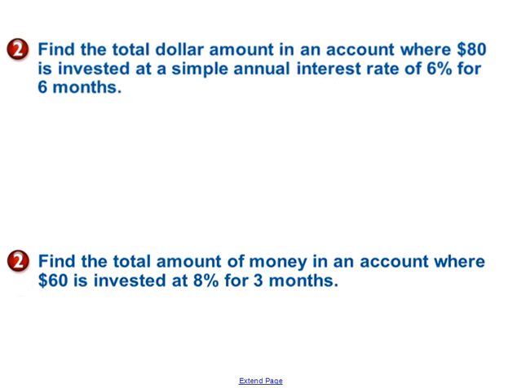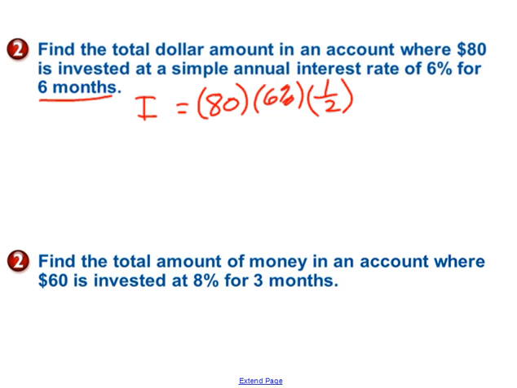Find the total amount in an account where $80 is invested at simple interest for 6% for 6 months. So the interest earned is equal to the principal, which is $80, times the interest rate, which is 6%, times the time. It's only invested for 6 months, so it's for 1/2 of a year. So $80 times 0.06 times 1/2.